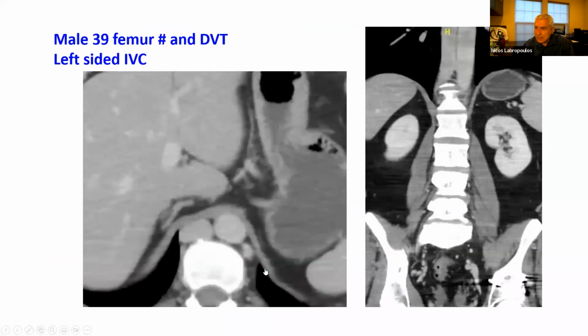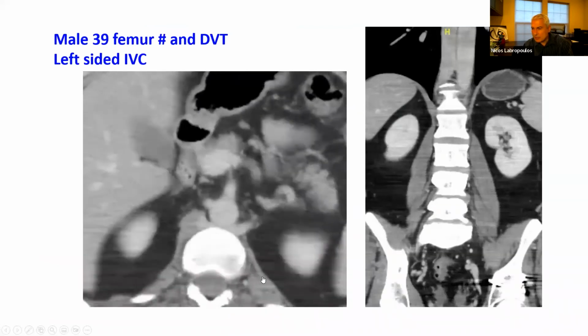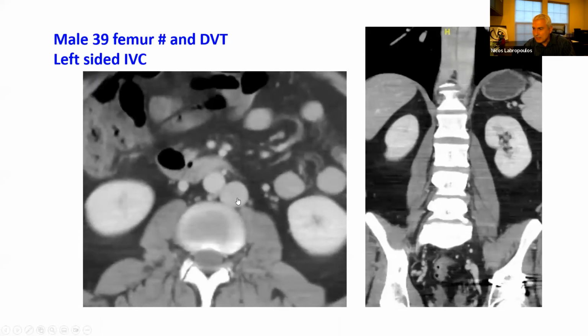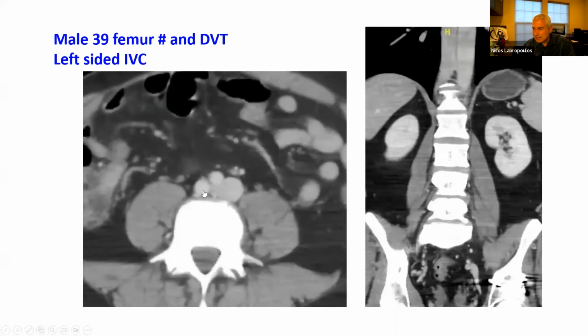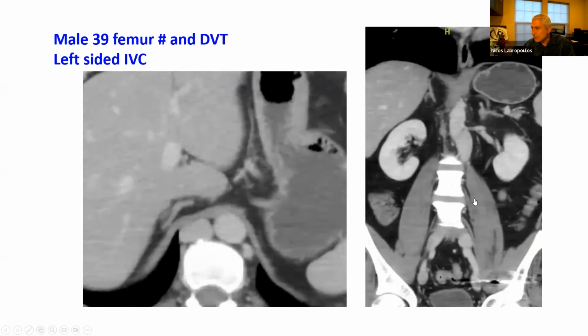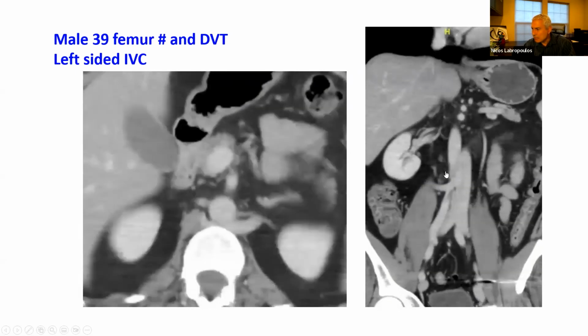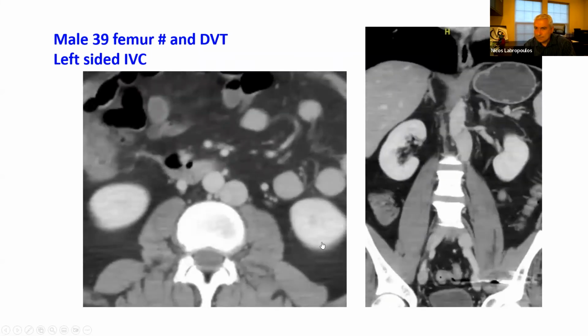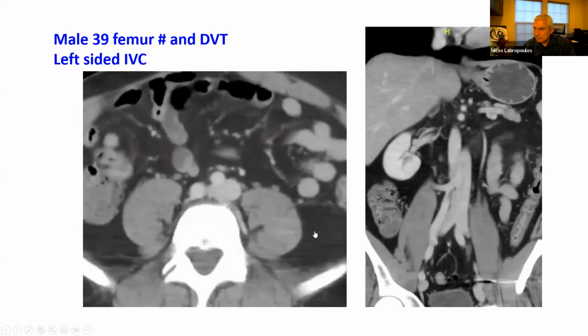And here you see a left-sided IVC in a male, 39 years old, who has a femoral fracture. You see the IVC is on the left side here, and then it splits into the two iliac veins. You see the other side now here with a long view. That's the IVC, which is left of the aorta. So it's a left-sided IVC.